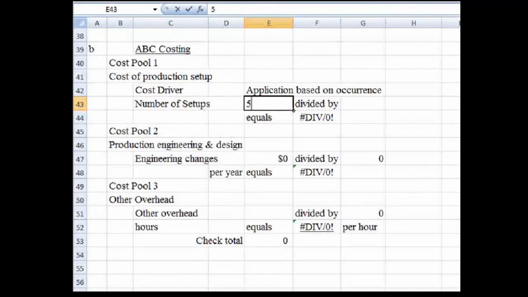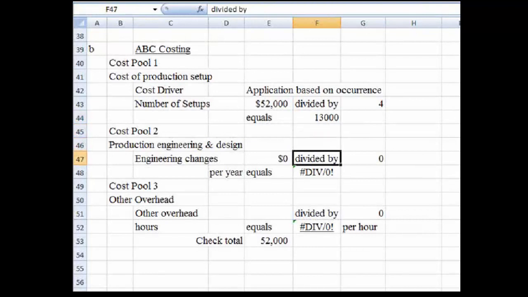That number goes into the cell under the word application. In the sentence above the $52,000, the book indicates that there are 2 production runs for each product requiring similar setup effort. So 2 products times 2 production runs means 4 setups each year. The number 4 goes into the cell to the right of the $52,000 and the words divided by. The formula in the cell below the words divided by calculates each production setup as costing $13,000. That's $52,000 divided by 4.